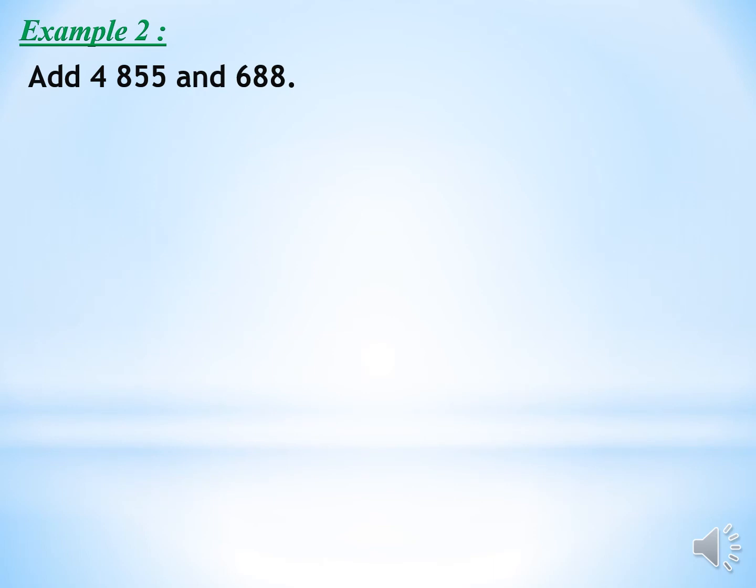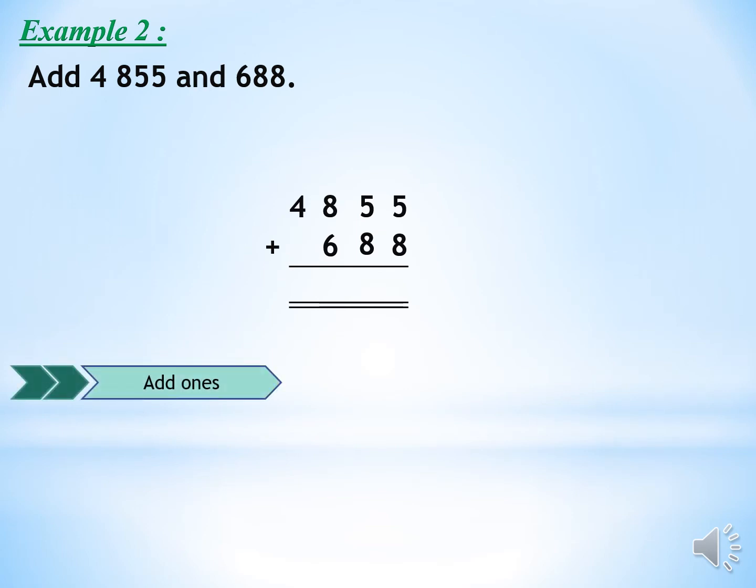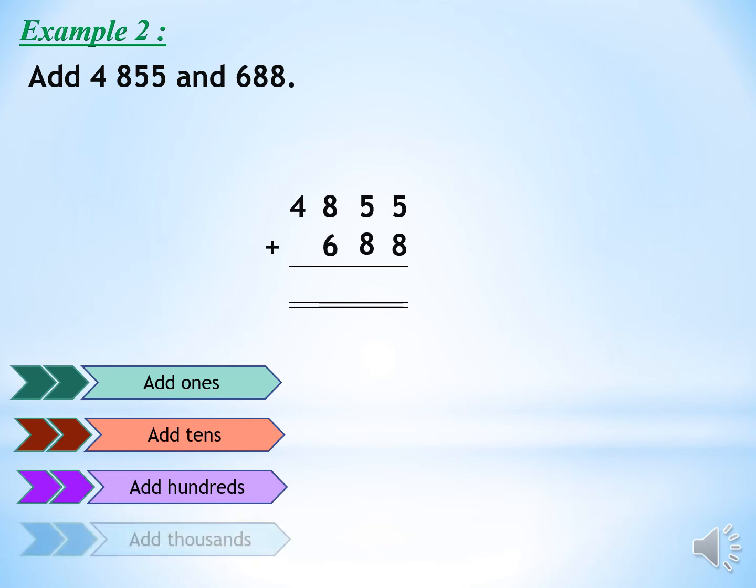Let's go to another question. Add 4,855 and 688. Okay. Now you know the way of getting the answer. What do we add firstly? Yes, we add ones firstly, then tens, hundreds, and then thousands.